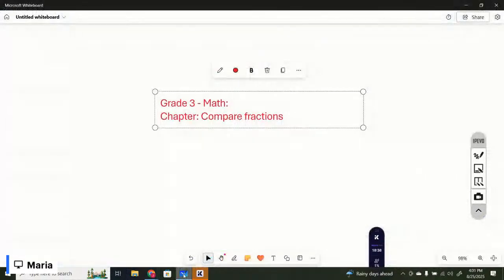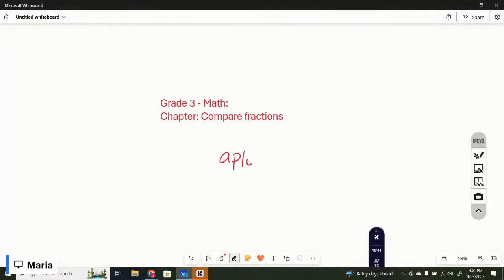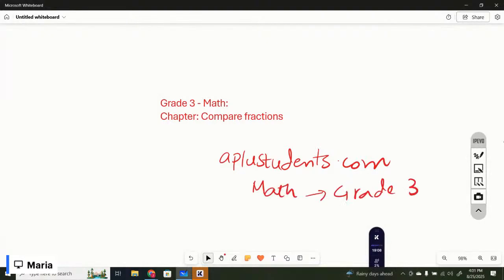You can find all the lessons on aplusstudents.com, and the password is provided by the administrator. Select Math from the subject tab. Scroll there, and you can find a list of the chapters. We're going to start with the chapter Compare Fractions.